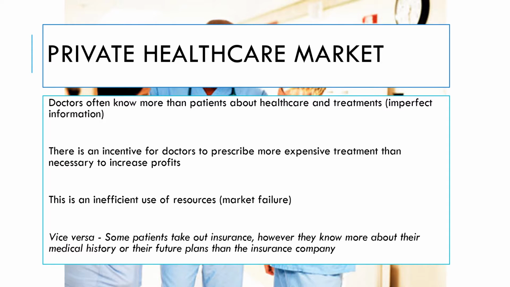On the flip side, some patients occasionally take out insurance, the buyer, and they know more about their own medical history in the past. Maybe they have some sort of illness, and they might neglect to tell the insurance company, the seller. In that situation, the buyer knows more than the seller, and the insurance company may not charge them a fair premium for the services that they're later going to use. So often in the private healthcare market, one side of the transaction knows more than the other, and this can lead to an inefficient outcome.